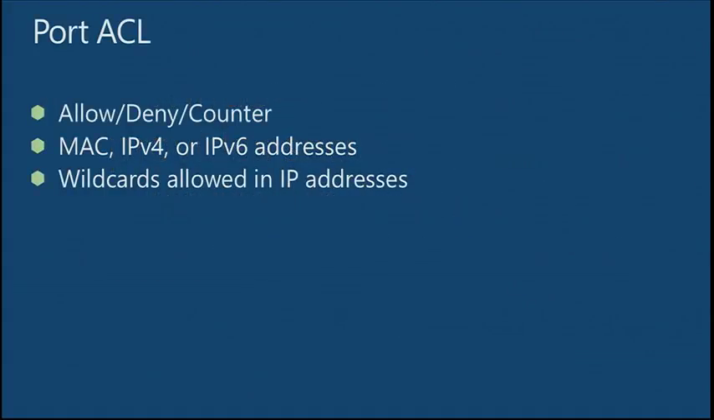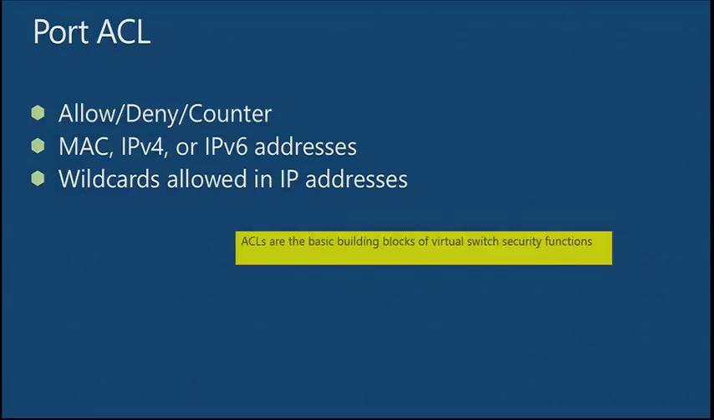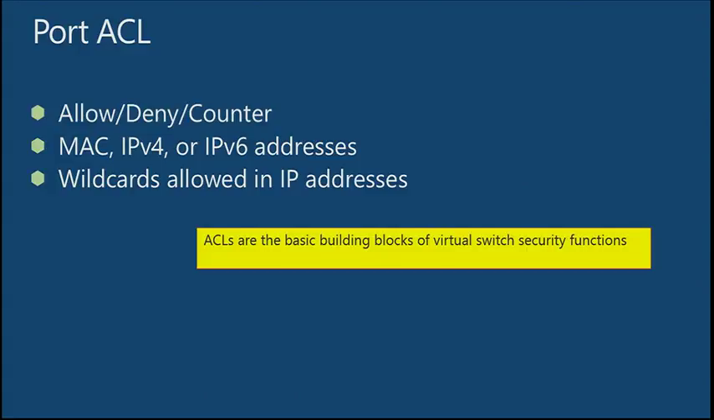First thing, real simple, port access control lists. We can set port access control lists on a per VM basis, so we can do allows and denies on traffic going through. We can also do a counter, so you can actually measure VM network traffic using a counter, or what we call Hyper-V metering, and they're actually implemented as port access control lists. We can specify MAC addresses, IP addresses, v4 or v6, we don't mind, or wildcard IP addresses. So if you want to do port access control lists, you can do that pretty easily. And they're basically the building blocks of virtual switch security.